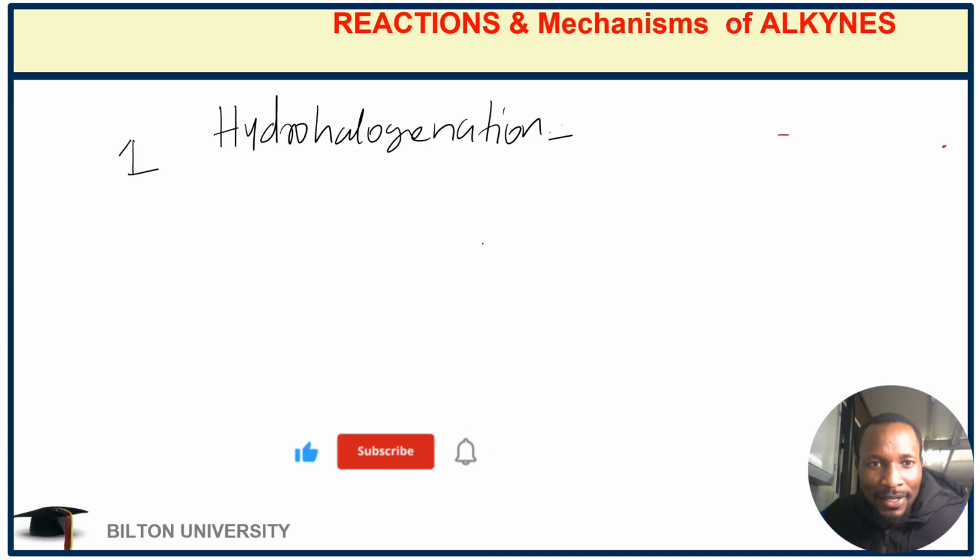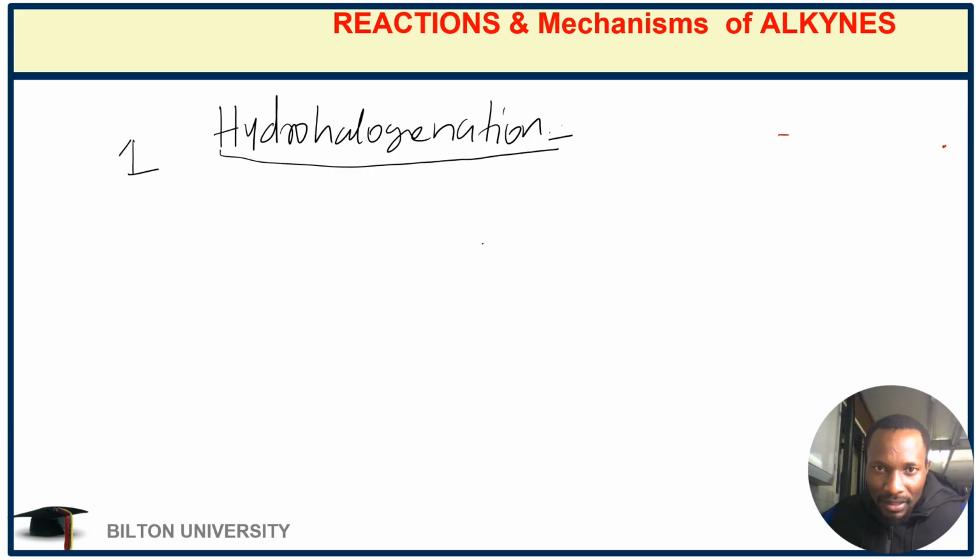Welcome once again to our online classes, and today we are going to study reactions and mechanisms of alkynes. One of the reactions that alkynes can undergo is hydrohalogenation. This is the addition of hydrogen halide to a carbon-carbon triple bond, and this halogen can either be chloride or bromide, as we're going to see.